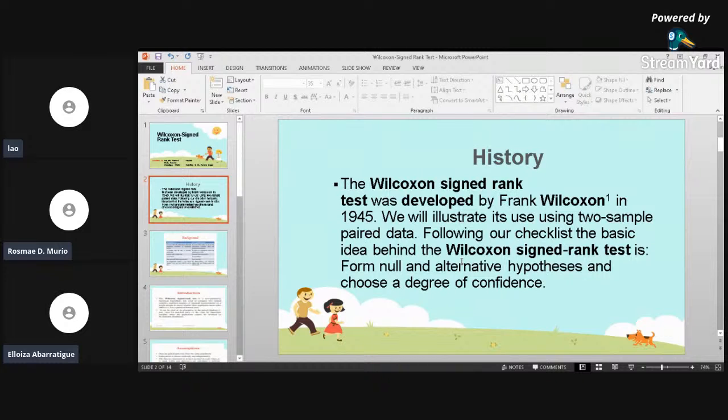Let's proceed to the history. History of the Wilcoxon rank test. The Wilcoxon rank test was developed by Frank Wilcoxon in 1945. We will illustrate its use with two-sample paired data, following our checklist from section 5.2. The basic idea behind the Wilcoxon signed rank test is to form a null and alternative hypothesis and choose the degree of confidence. Next slide.